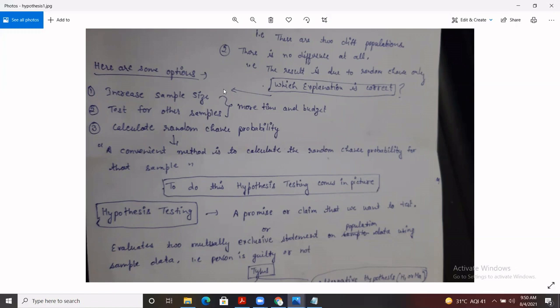Hypothesis testing is a promise or claim that we want to test, or you can say we evaluate two mutually exclusive statements on a population using sample data. Mutually exclusive or mathematically opposite means they are different from each other. One says that it is equal to this, the other says it's not equal to this. It may be less, it may be more, but not equal to that. So they are mathematically opposite and mutually exclusive statements. Now this is just a very simple definition, we are going to discuss that in more detail.